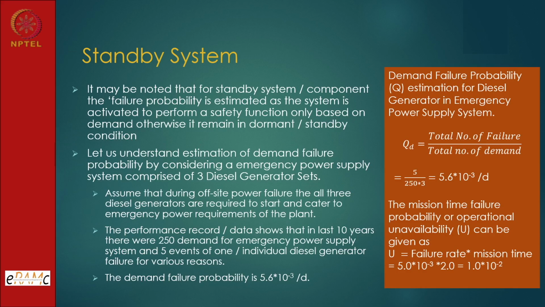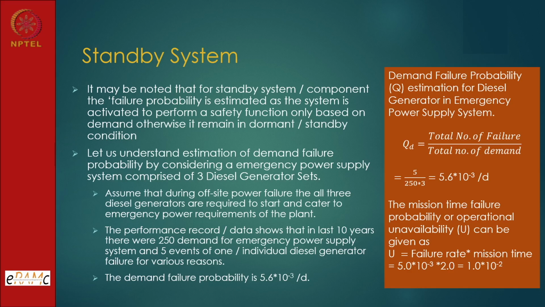Now that was for the failure rate per hour per unit time, which applies to process systems, the continuously operating systems. Now for a standby system, like my power supply, diesel generators, or my shutdown system, they get activated only when there is a deviation in the plant from normal operation and the plant has to be brought to the shutdown state. That is where the role of the safety system comes into the picture. A standby system comes into action only when a demand is placed. So that means demand failure probability.